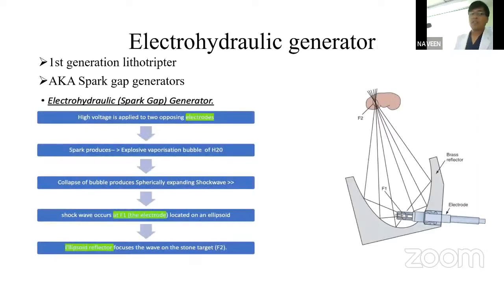The electrohydraulic generator, also known as the spark gap generator, is the first-generation lithotripter. In the electrohydraulic generator, a high voltage current is applied across 2 opposing electrodes and produces a spark in water. After the spark, a vapor bubble of water is produced. These vapor bubbles collapse and produce a shock wave at the F1 point, a spherical shock wave. These waves are then reflected from the ellipsoidal reflector and focused on the F2 point, also known as the target point, or the stone, and they efficiently break the stone.